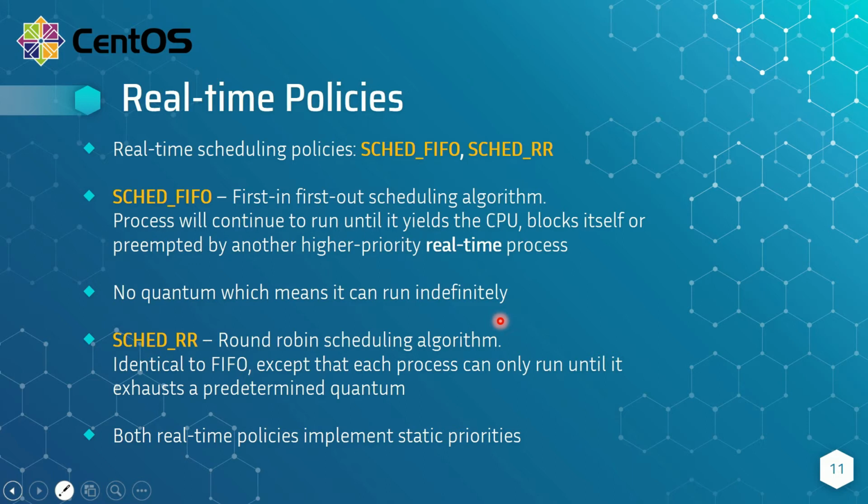So this will actually even block I/O processes, such as keyboard and mouse, which is why real-time policies are not used for normal processes, because it's quite important to make sure we can still have I/O and can control the system. The round robin scheduling algorithm is identical to first in, first out, except that each process can only run until it uses up a predetermined quantum, and if it does need rescheduling, then it just gets put into the back of the queue. So both of these real-time policies implement static priorities.